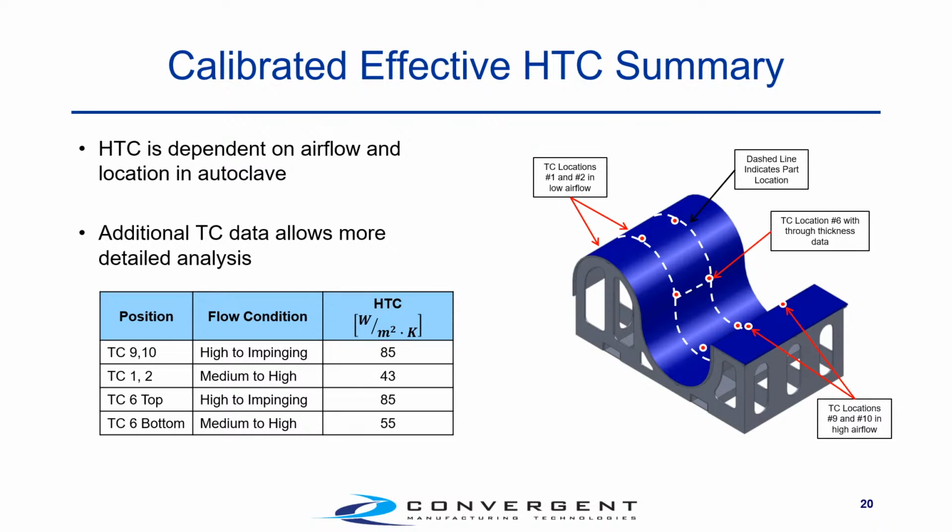Now we have essentially bounded the problem of what inputs we need to check, from 43 watts per meter squared Kelvin all the way up to 85. And this is the power of simulation: we're now able to quantify those values.